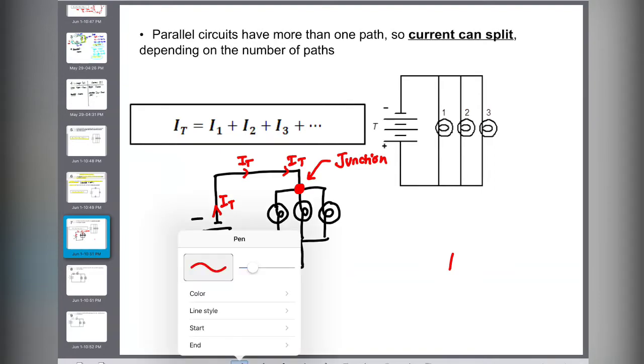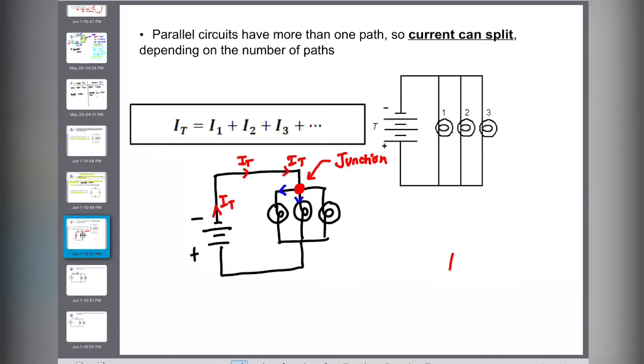And at the junction, what happened? It got split into 3 currents. Because this is called light bulb 1, this current is called I1. Light bulb 2 is called I2, and light bulb 3 is called I3. So that's why they're saying, look at that junction, look at that dot. At the red dot, what is the current that is flowing in? It has to equal the current that's coming out.